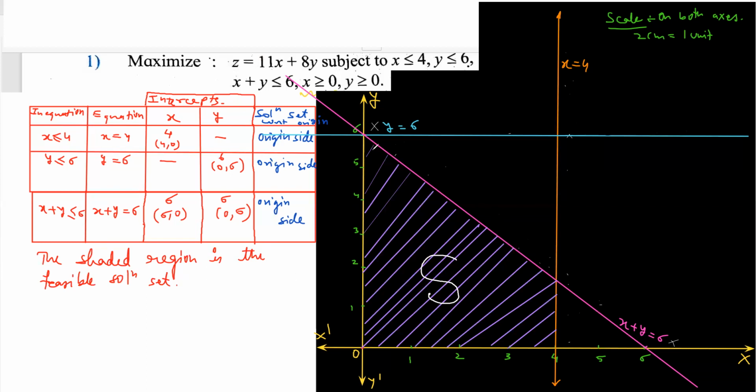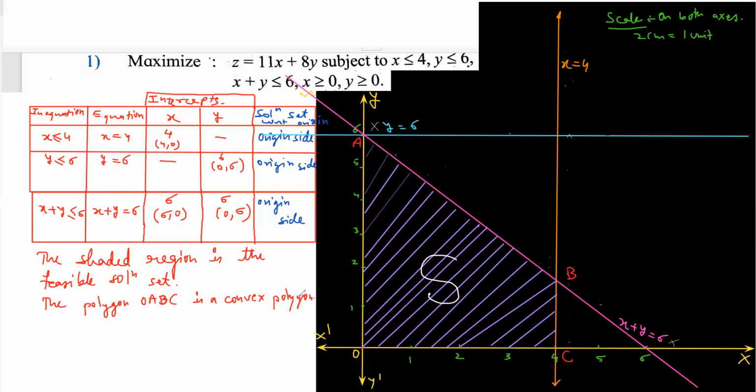Now I will name the vertices O, A, B, and C. The polygon OABC, which is a quadrilateral, is a convex polygon. It is a convex polygon.